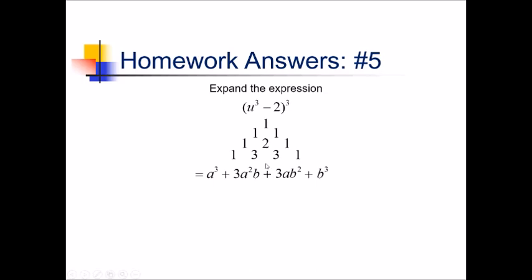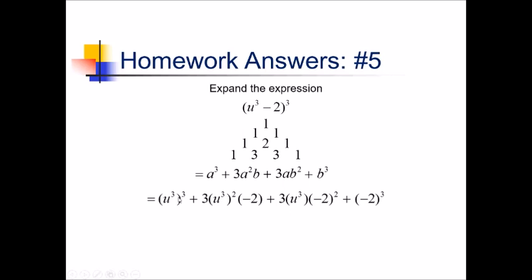Next, we've got u cubed being plugged in for the a's, and negative 2 is going to be our b value. So this first term is going to be u cubed to the third power. Next, we have 3 u cubed squared times negative 2 plus 3 u cubed times negative 2 squared plus negative 2 to the third power.